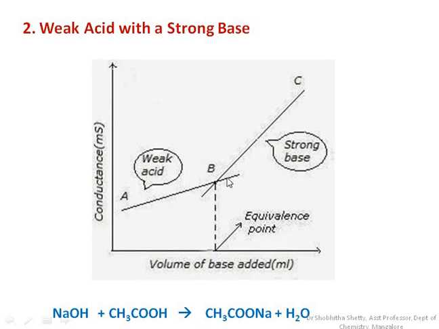So you can observe a steady increase, not a sharp increase, and after some point there will be a sudden change. The conductance value starts increasing gradually. So you will get two linear lines, corresponding first to the neutralization of acetic acid, and next to the accumulation of sodium hydroxide, the strong base. So this is with respect to the weak acid, this is with respect to the strong base.